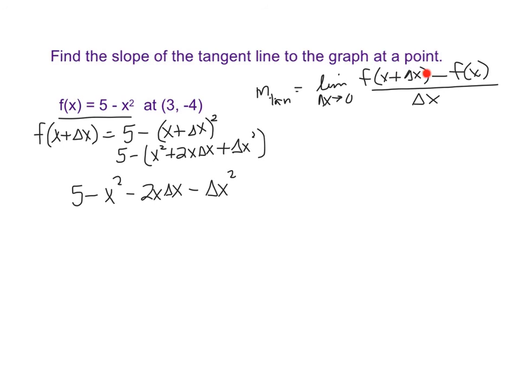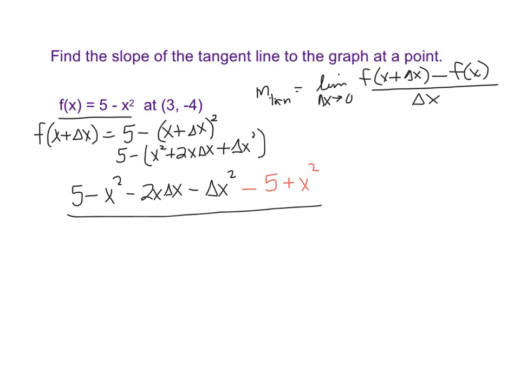All right, so that's this part. I can show you this right here. We've just written that part. Now we need the minus, and then I'm going to do f of x. Well, f of x is 5 minus x squared, so I'm going to go ahead and distribute the negative. So that'll be negative 5 plus x squared.